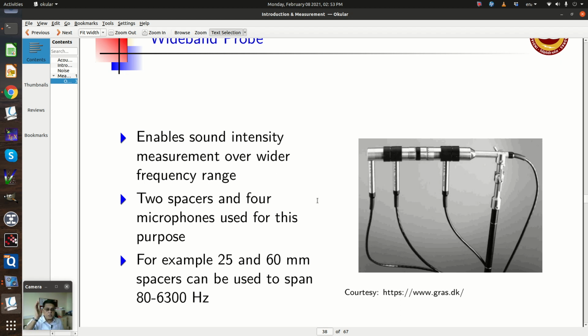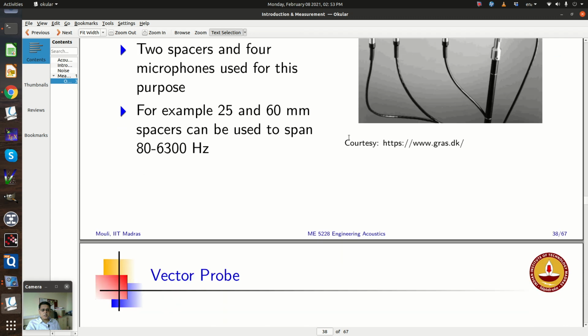Otherwise what you have to do is carry out one measurement with the 50 mm spacer and then one measurement with the 6 mm spacer. The low frequency data you take from the 50 mm spacer, the high frequency data you take from the 6 mm spacer. That means you have to do two measurements. So instead you can buy one of these wideband probes where two spacers and four microphones are used, for example a 25 and a 60, and then you can span 80 to 6300 hertz in one go, right? So this is possible. This is something that is out there.